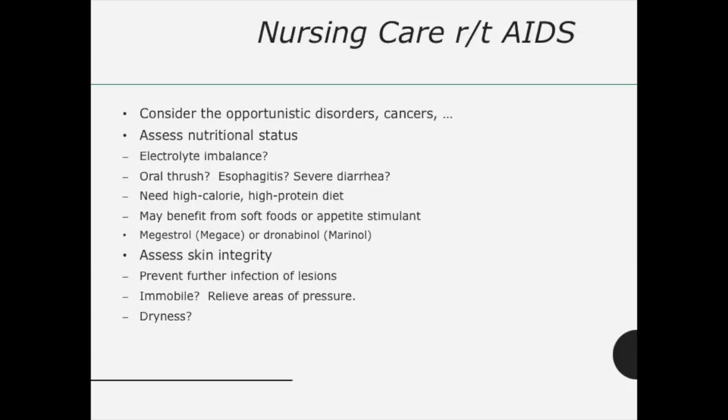So this person would probably benefit from soft foods because it wouldn't be so hard on their esophagitis or oral thrush. And then they also might need something to stimulate their appetite. So for this, we give Megace or Marinol. And then also because this person has such a nutritional imbalance, you're going to want to prevent further skin infections of lesions. And if they're immobile, you want to make sure you're relieving those areas of pressure, and you want to check their skin for dryness.